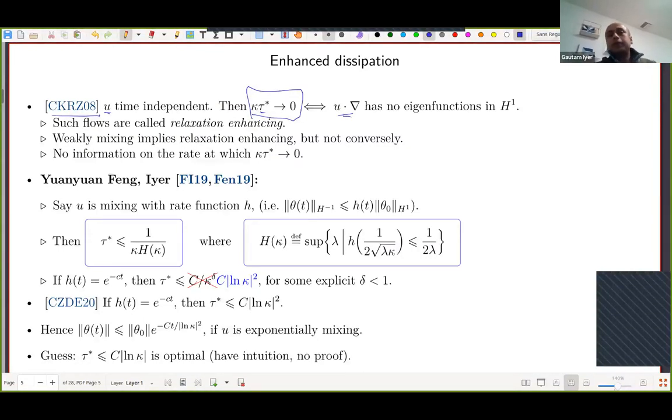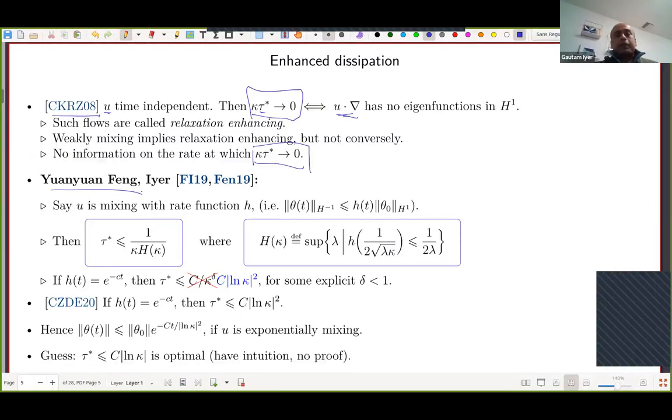They have an example. And they also don't have information on the rate at which kappa times tau star vanishes, right? There's a reason they don't have information on this, because the basic assumption they make, which is U dot grad having no eigenfunctions, is really weak, right? In order to get information on the rate at which kappa times tau star vanishes, you need something stronger. You need something like the mixing rate, right? So we looked at this along with Yuan Feng, who is now a postdoc at Penn State, right, and myself.